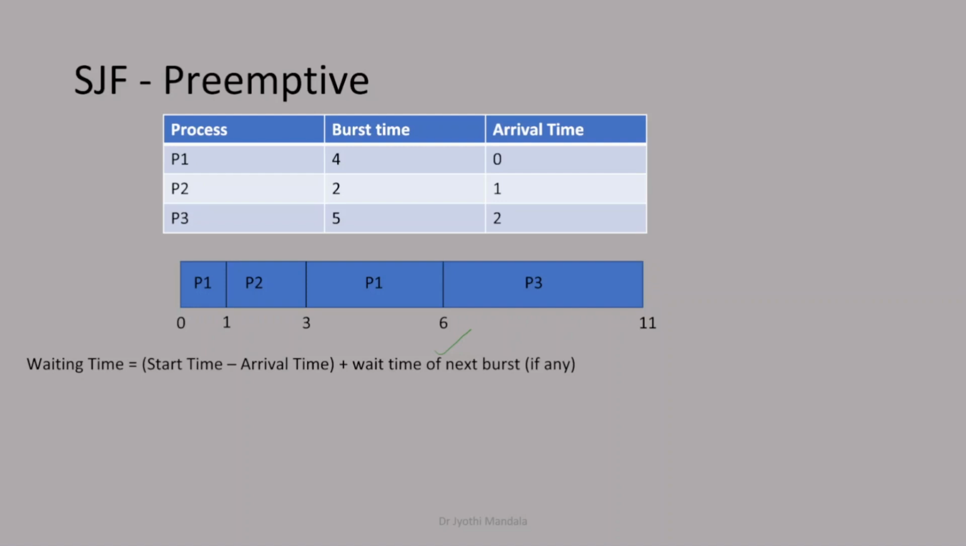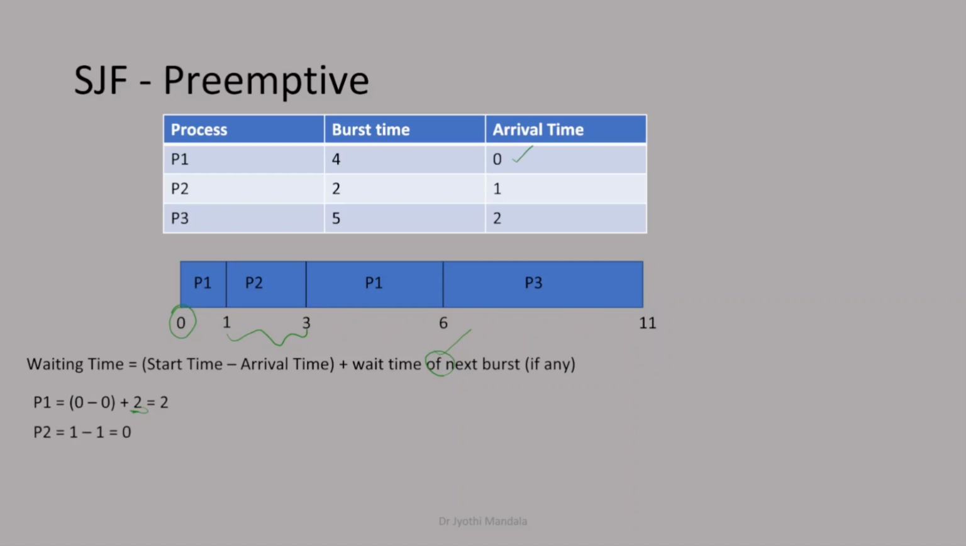So we need to consider the waiting time also when calculating the overall waiting time for a particular process. You see, for P1, the start time is 0. The arrival time is 0, and also from here to here it is waiting, isn't it? So it is waiting 3 minus 2, which is 1. So it is waiting for 2 more seconds, that also has to be added. So the total waiting time for P1 is 2.